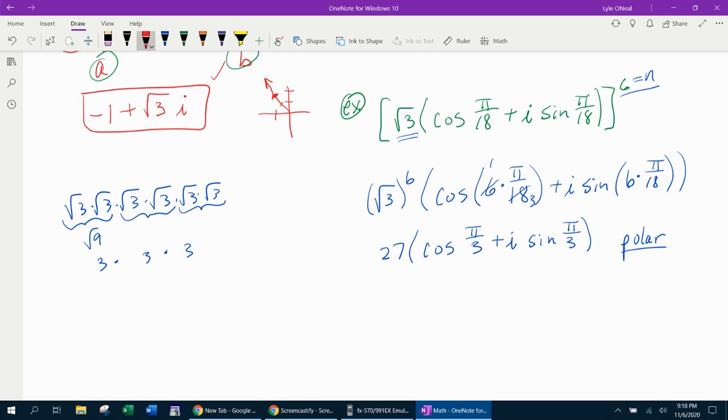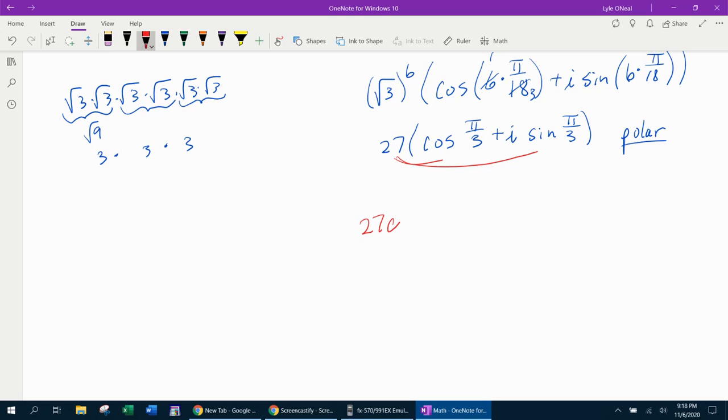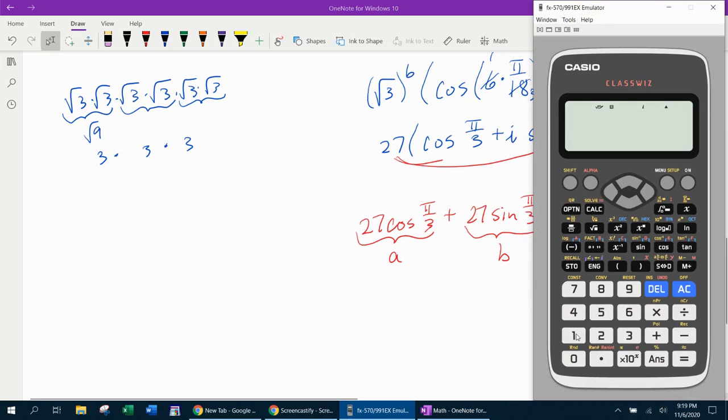But remember, that's not that big of a deal. We just need to distribute the 27. That's going to give us 27 cosine of pi over 3 plus 27 sine of pi over 3. This is my A. This is my B. And then don't forget your I at the end, okay? And then from here, you can look up the x coordinate at pi over 3 and the y coordinate at pi over 3. Or you can use the calculator, which is what I'm going to do.